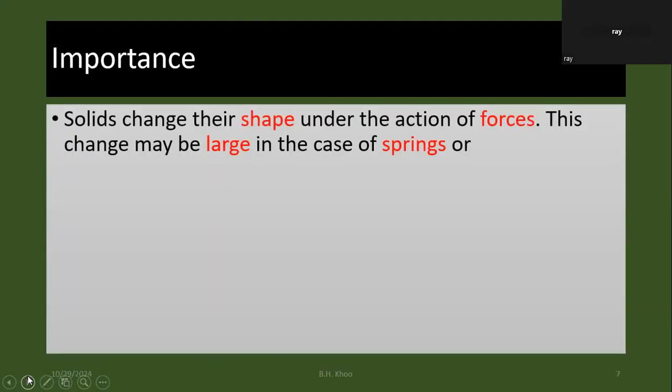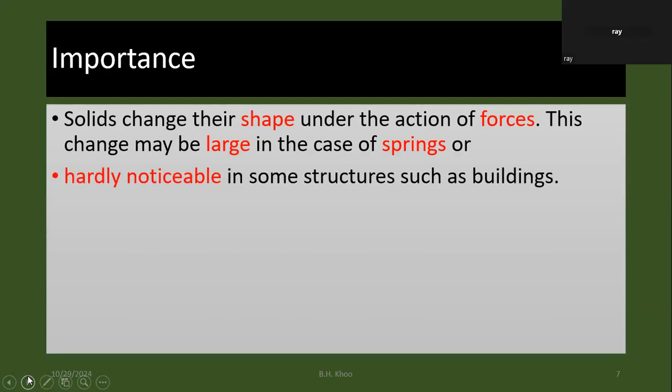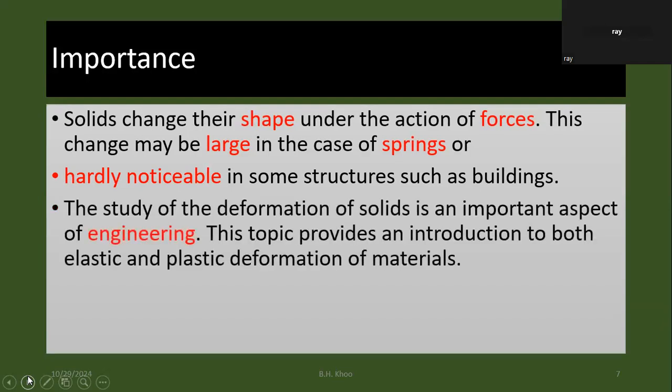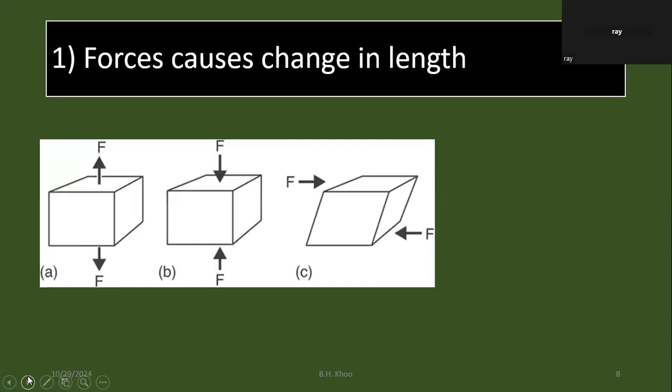Importance. Why is this topic so important? Solids change their shape under the action of forces. This change may be large in the case of a spring. The extension can be very large with a small force, or hardly noticeable in some structures such as buildings. A wire, we try to stretch the wire, very little change only. Study of deformation of solids is an important aspect of engineering. This topic provides an introduction to both elastic and plastic deformation of material.